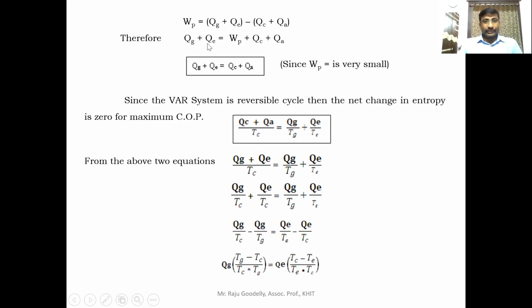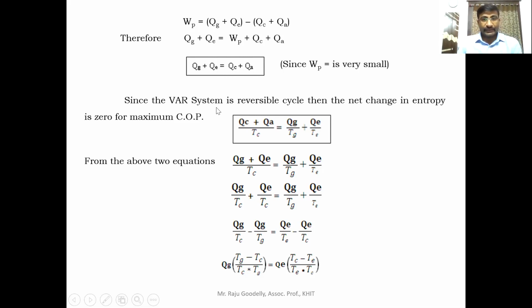From this, therefore, QG plus QE plus WP is equal to QC plus QA. WP is very small, a negligible value when compared to the heats. Therefore, WP can be neglected, and we can write QG plus QE equal to QC plus QA. The heat absorbed by the cycle is QG and QE, and the heat rejected from the cycle is QC and QA. So the sum of the heat absorbed by the cycle is equal to the sum of the heat rejected from the cycle.